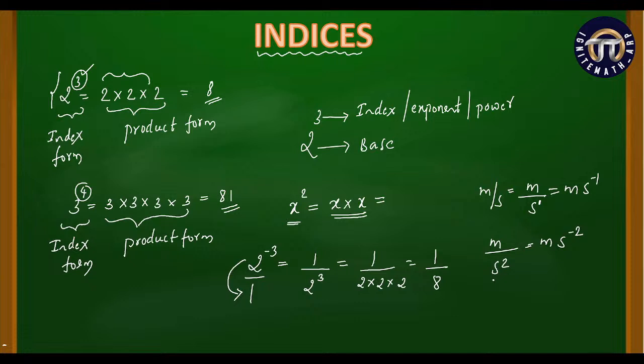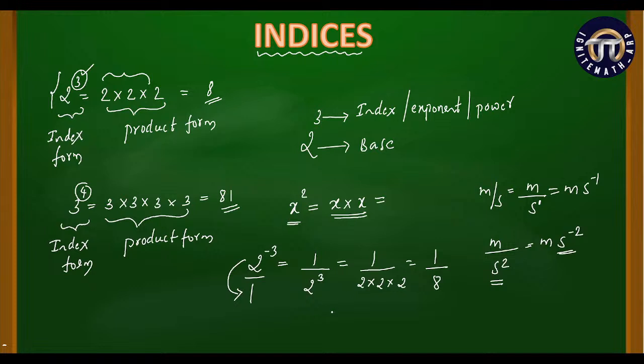See here, the positive number is taken from the denominator to the numerator, so it is written as minus 2. Clear, children? Right. So whenever a positive index is taken from denominator to numerator, it becomes negative. Negative taken from denominator to numerator becomes positive. Clear, children? Okay.